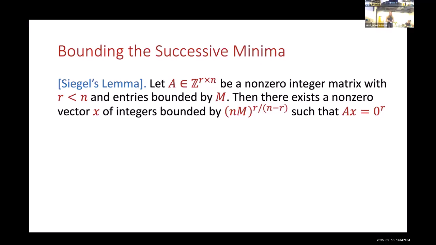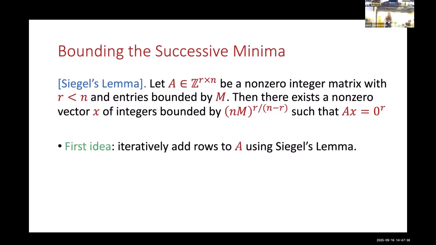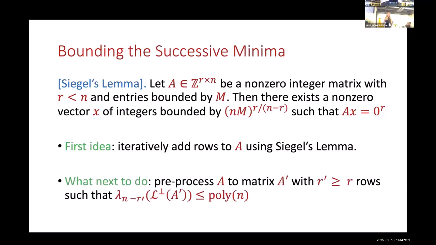So in particular, this lemma suggests a natural preprocessing approach. What we could do is iteratively find these vectors x and then add them to the span and then continue applying Siegel's lemma. And hopefully all of the vectors that we add have bounded coordinates. So let me explain it in more detail.